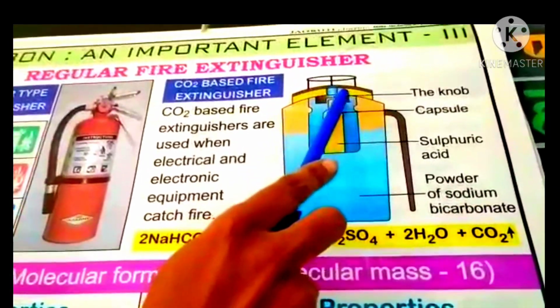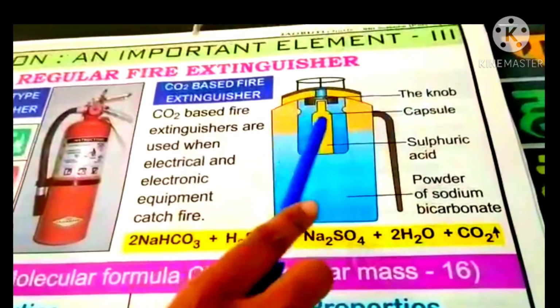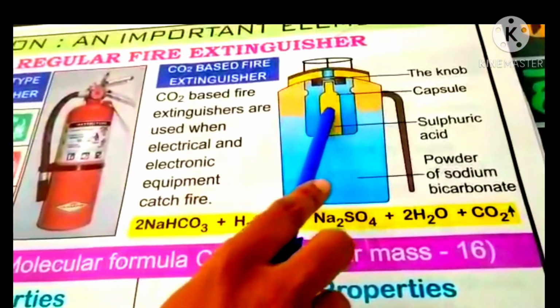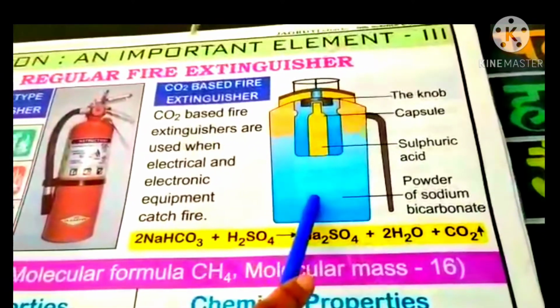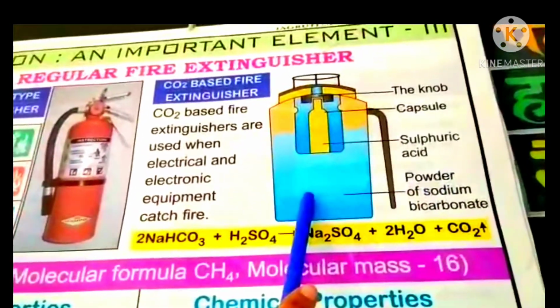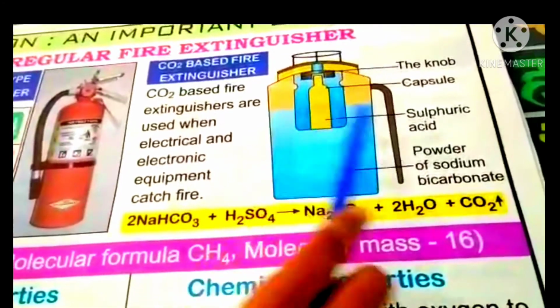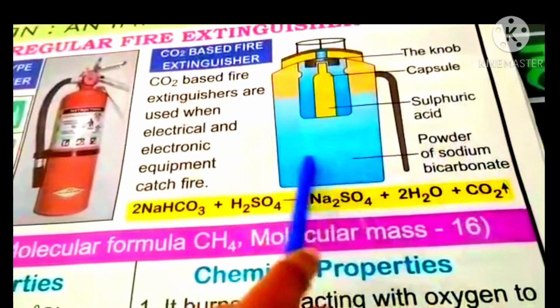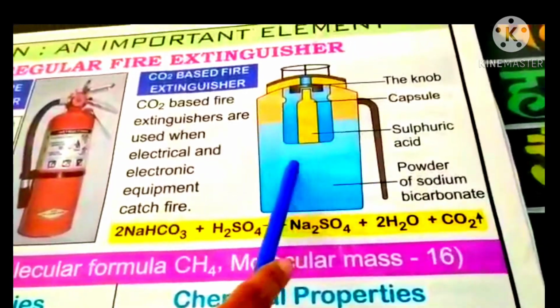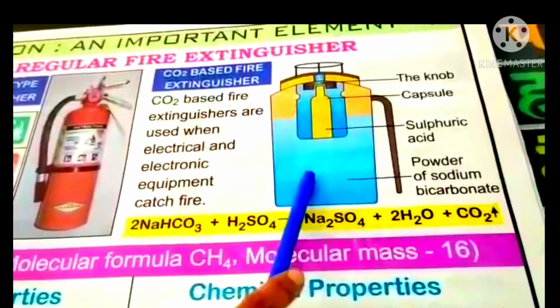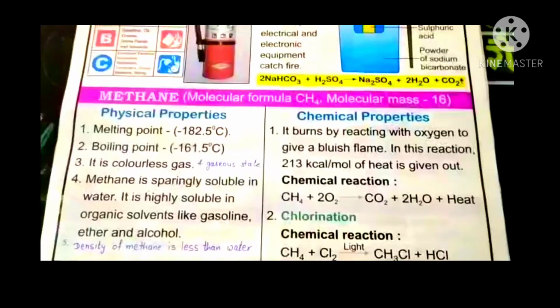When we plug the notch, the acid which is present in the capsule gets released and drops into the remaining container which contains powdered sodium bicarbonate, and the reaction between sulfuric acid and the powdered sodium bicarbonate takes place. Carbon dioxide gas is produced and released, and then we directly use it wherever the fire is.